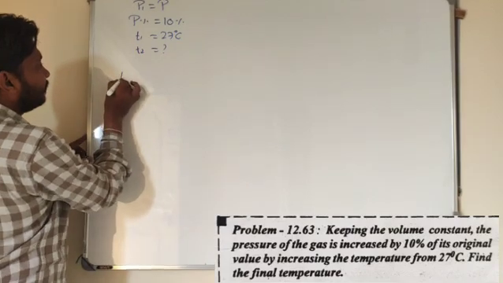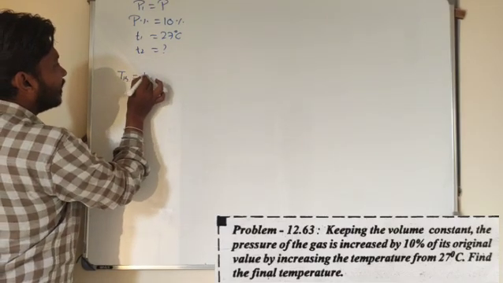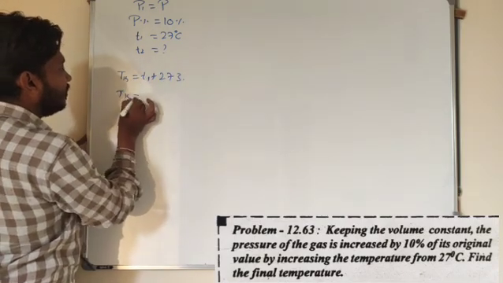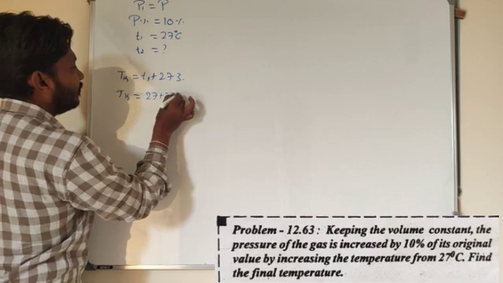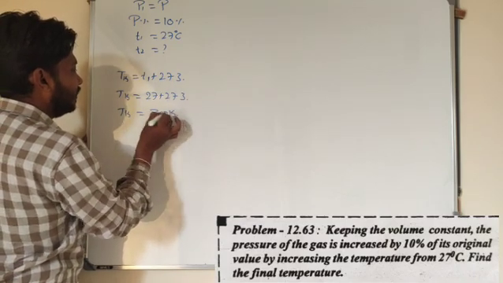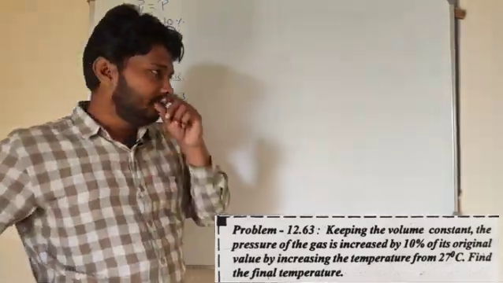So first, again, the temperature in terms of degrees Celsius they gave, I can convert in terms of Kelvin here. 27 plus 273, the temperature is 300 Kelvin.